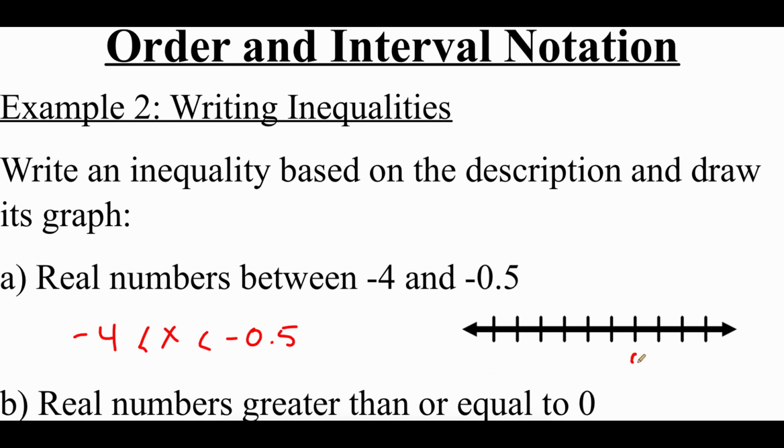So I'm going to say that 0 is about right here, so negative 4 would be 4 spaces to the left. Now as far as negative 0.5, that's going to be halfway between 0 and negative 1. So as we're looking at graphing this out, I'm going to put a left parenthesis at negative 4, and I'm going to put my right parenthesis about halfway between 0 and negative 1. And then we want all the numbers that are between those values, so I'm going to draw my line going between my parentheses.